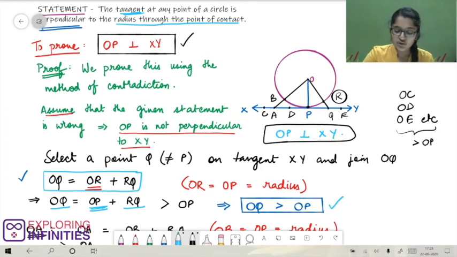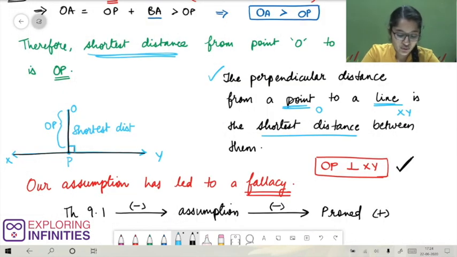Similar to this, no matter how many points we consider on tangent xy which are not the same as point P, like point C, A, D, E, etc., when we join these points to the center of the circle, the distances that we obtain are always greater than OP. That means the shortest distance from point O to tangent xy is OP.